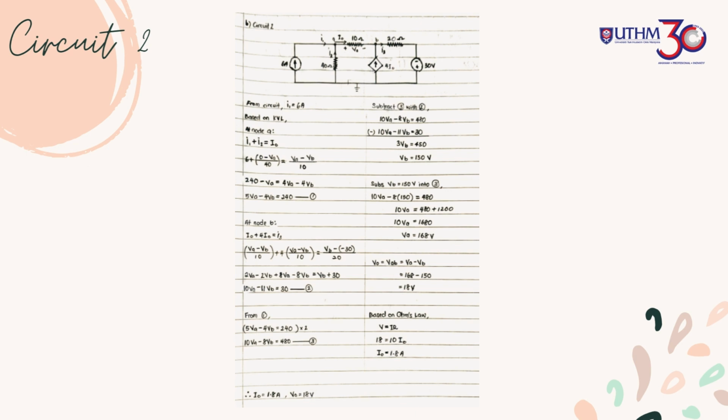The V0 value can be obtained by subtracting the voltage value at A and the voltage value at B. From there, we will get 18 volt. And based on Ohm's law, V equal to IR, the value of I0 we get is 1.8 ampere. Therefore, the value of I0 is 1.8 ampere and the value for V0 is 18 volt.